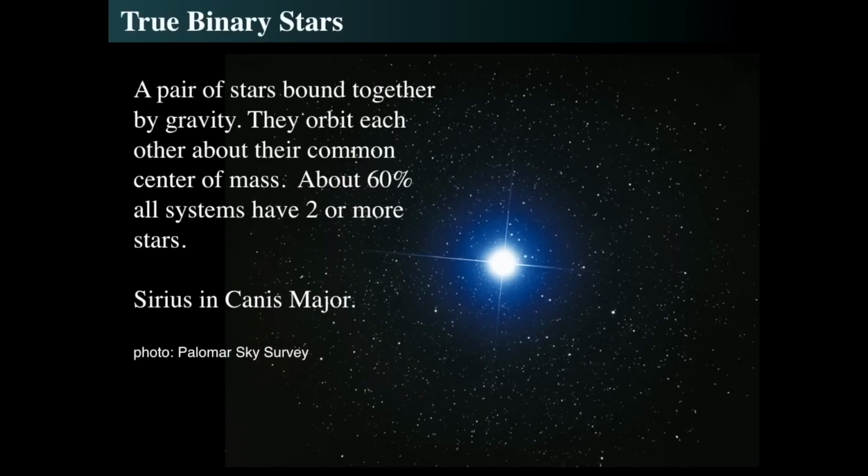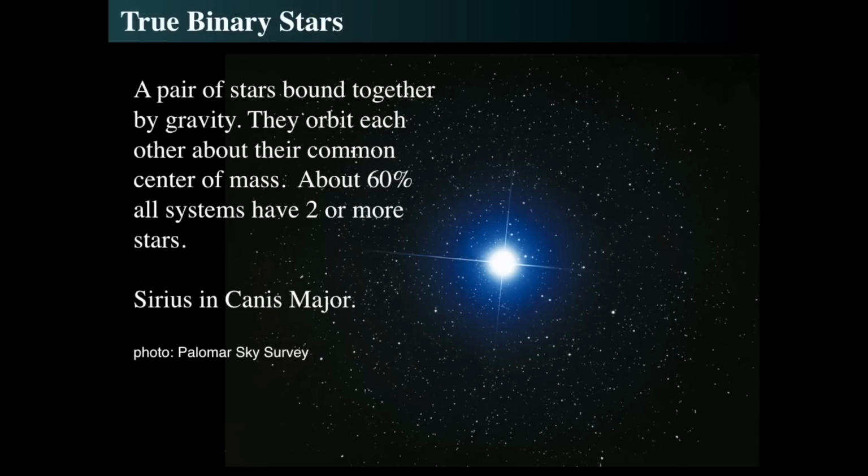So let's go back and look at how we know about white dwarfs, and we're going to go back to our original talk about binary stars. True binary star pairs are pairs that are bound together by gravity. More than half of all the stars in the sky have some stellar companion, at least two, and some have more. The brightest star in the sky, which is only about 7 light years away, is Sirius, or Alpha Canis Majoris, or just the dog star.